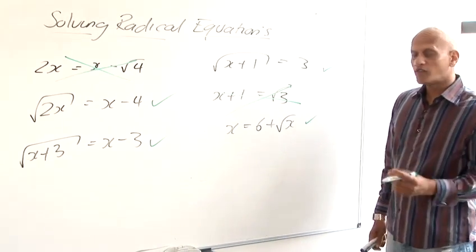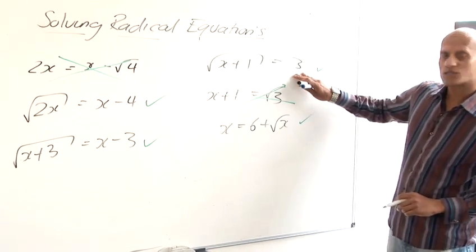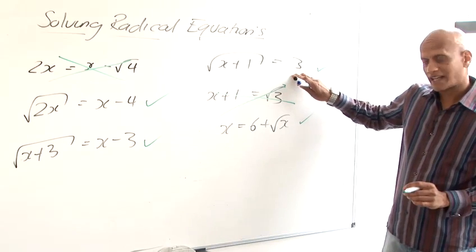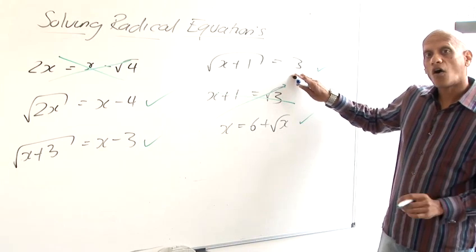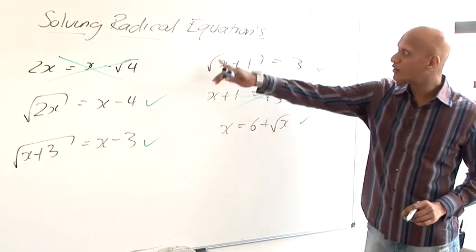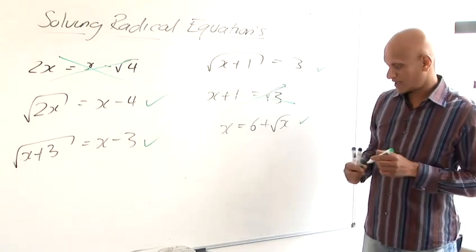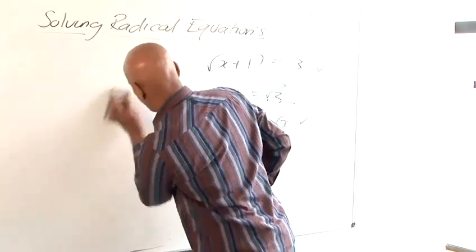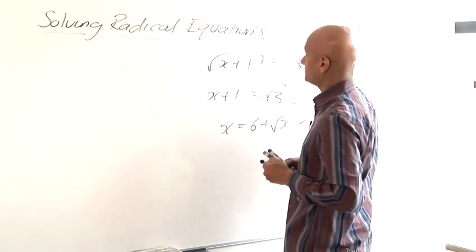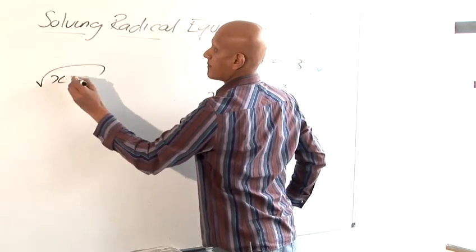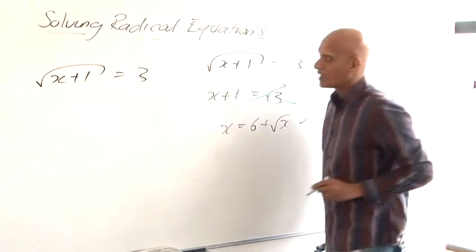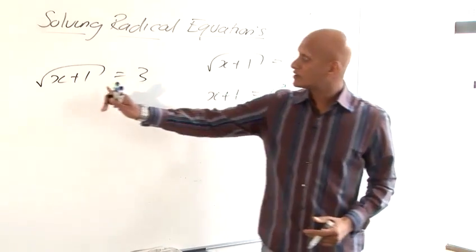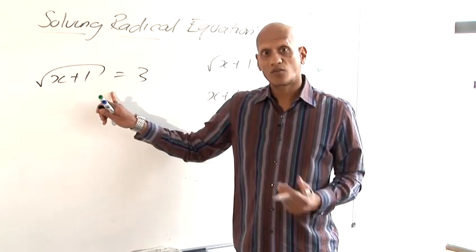So let's have a go at solving a couple of them. And we'll start with this one. The trick with solving radical equations is to start off by getting the square root term on its own on one side. So if we're solving this equation, we don't have any problems because the square root term is on its own on one side already.